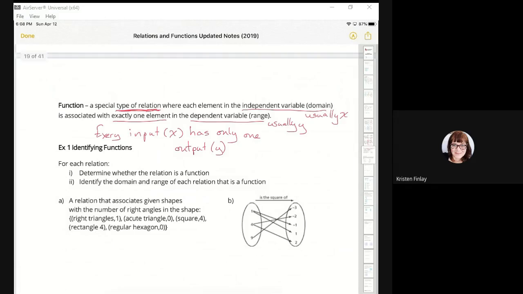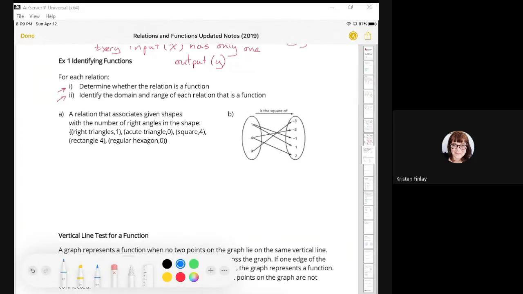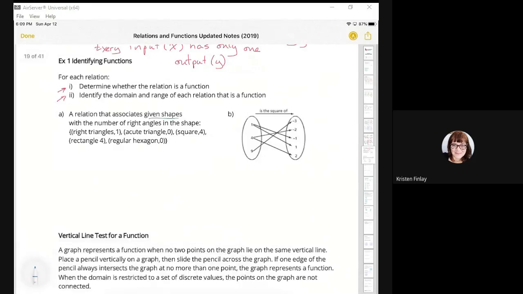So now we want to look at some relations. We want to determine, are they functions or not? So for each relation, we want to, first of all, determine whether the relation is a function, and then identify the domain and range of each relation that is a function. So let's look here. A relation that associates given shapes with the number of right angles in the shape. Right triangles have 1, acute triangles have 0, squares have 4, rectangles 4, regular hexagons have 0. So for each input, I only have one option.